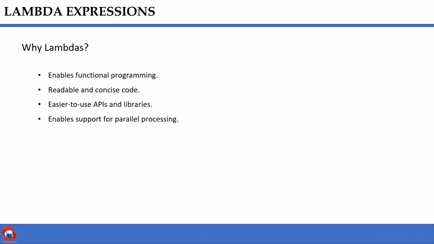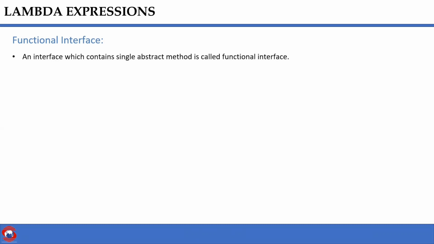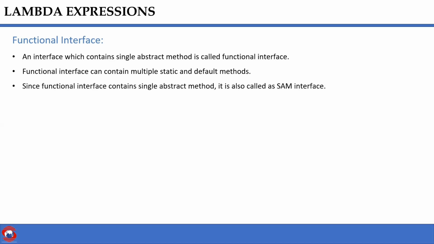So let us move further, and before knowing the Lambda expression, let us try to understand the root of functional programming, nothing but functional interface. An interface which contains a single abstract method is called a functional interface. A functional interface can contain multiple static and default methods. Since a functional interface contains a single abstract method, it is called a single abstract method interface.